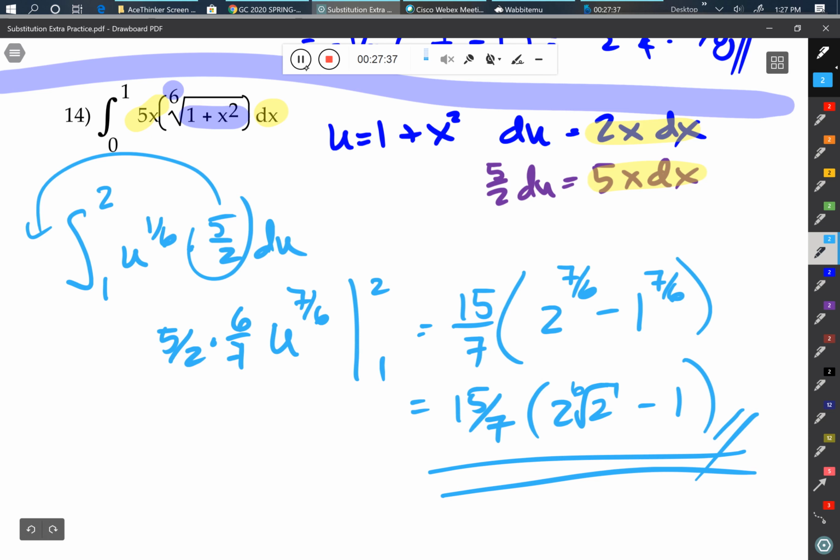Of course, if they wanted some sort of a decimal approximation, I would just throw it into a calculator and get that decimal approximation. But we'll go from there.